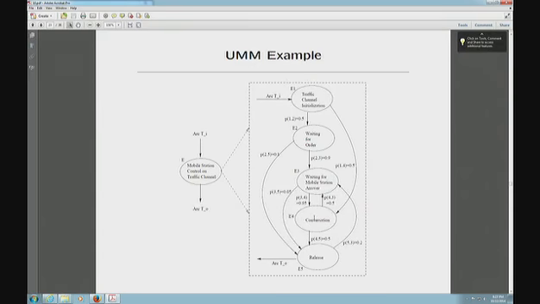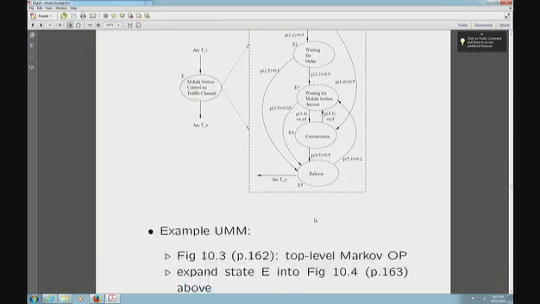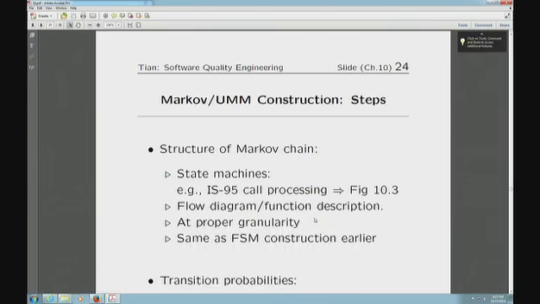So this is another part of the Markov chain, where some of the high-level nodes can be expanded into lower-level models. When you have a number of those in a hierarchy, we call this unified Markov models, the UMM model. We developed it here at SMU, and this is a UMM example.